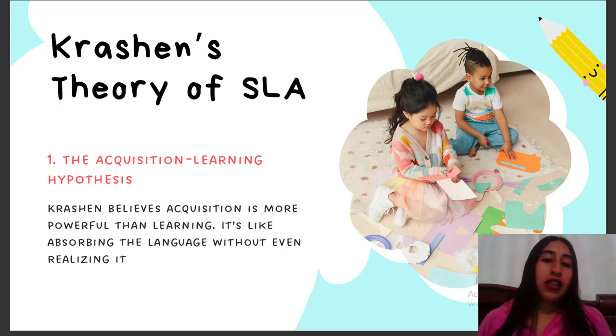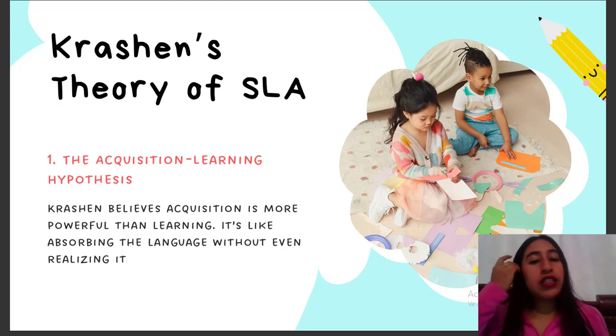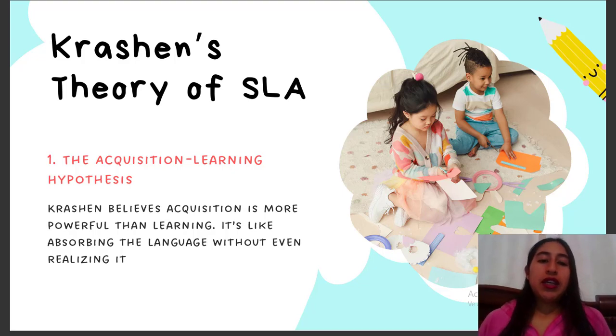Krashen says there are two ways to get a language. One is acquisition, which happens naturally, like how children learn their first language without thinking about rules. And the other is learning, which is more conscious, like studying grammar in class. Krashen believes acquisition is more powerful than learning. It's like absorbing the language without even realizing it.